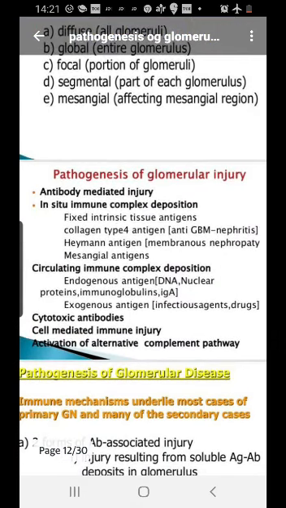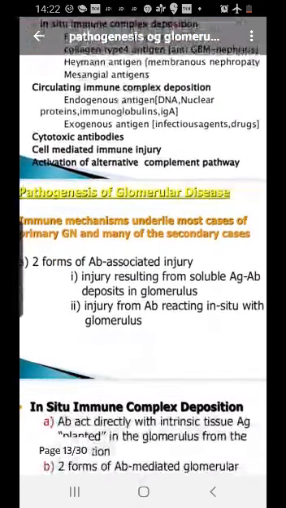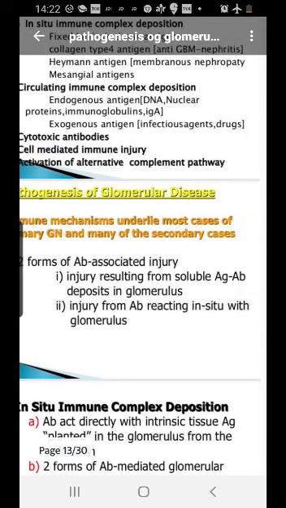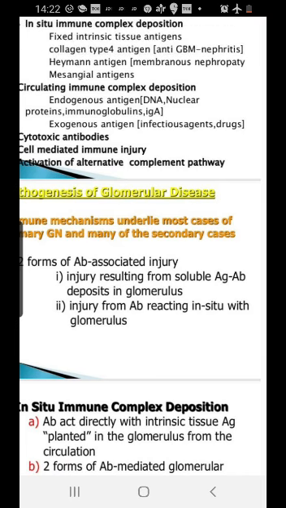Let's talk about the pathogenesis. Now what are the causes which cause the glomerular injury? Now it can be of two types. We will go to the slide first. The two types of antibody injuries are injury because of the antigen antibody deposits in the glomeruli, or the injury which is happening in response to the antibody which is already present inside the glomeruli. Okay, the first one was the antigen antibody reaction has happened outside in the blood, and now those antigen antibody complexes are getting deposited in the kidney.